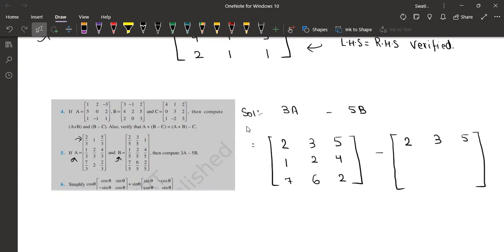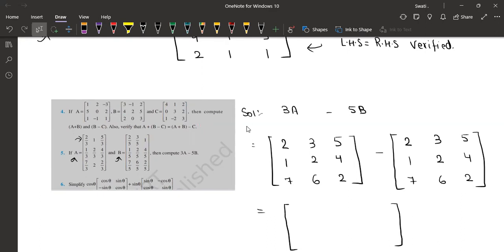5 into 1 by 5, 5 will get cancelled, so 1. 5 into 2 by 5, 5 will get cancelled, only 2. 5 into 4 by 5, so 4. 5 into 7 by 5, so 7. 5 into 6 by 5, so 6. 5 into 2 by 5, so only 2. And now you simply need to simplify this.